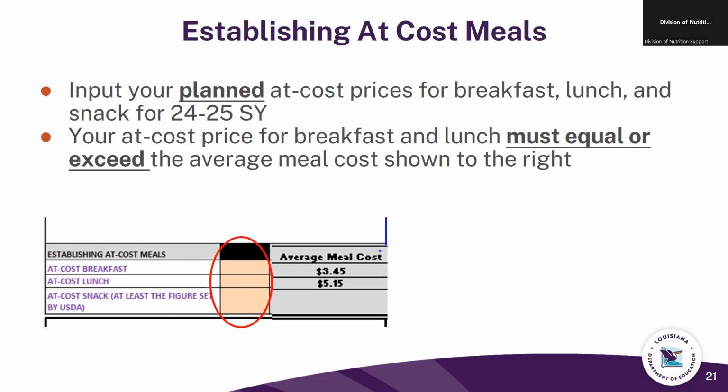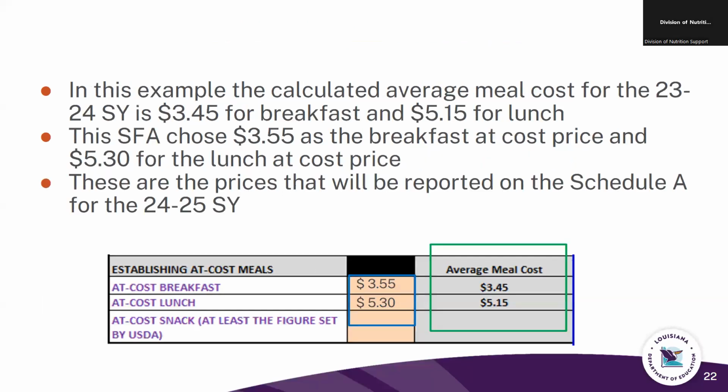Using the calculated average meal cost for breakfast, lunch, and snack, input your SFA's plan at cost prices for breakfast, lunch, and snack for 24-25. Your at cost price for breakfast and lunch must be equal to or exceed the average meal cost shown to the right. In this example, the calculated average meal cost for 24-25 is $3.45 for breakfast and $5.15 for lunch. This estimate shows $3.55 as the breakfast at cost price and $5.30 for the lunch at cost price. These are the prices that will be reported on the Schedule A for 24-25.